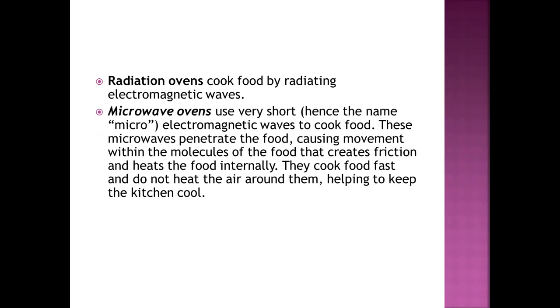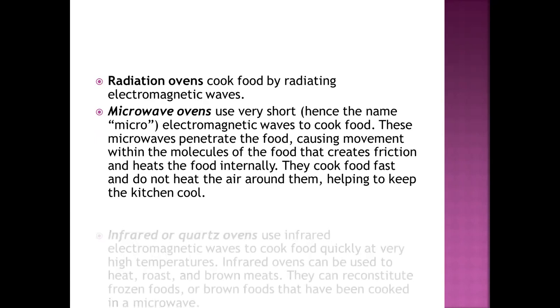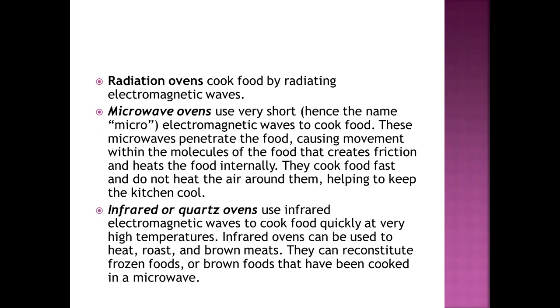So basically, an example of this is the microwave oven, and it uses very short electromagnetic waves to cook food. These microwaves penetrate the food, causing movement within the molecules of the food that creates friction and heats the food internally. They cook food fast and do not heat the air around them, helping to keep the kitchen cool as well. We also have another type of radiation oven, which is the infrared or quartz oven.